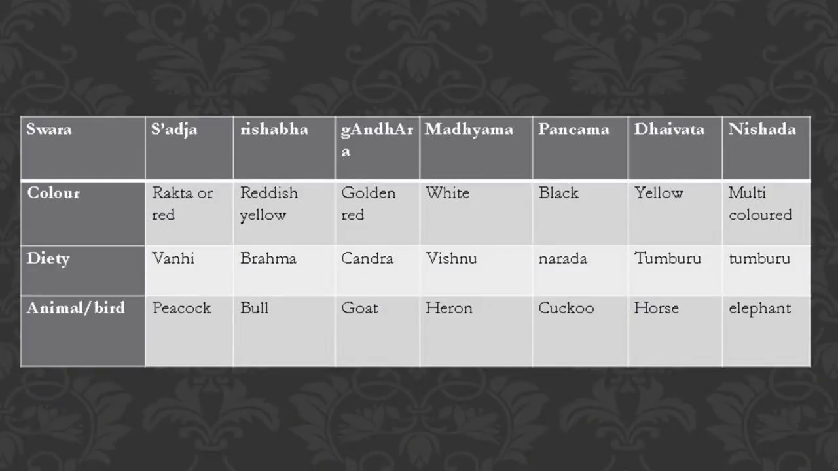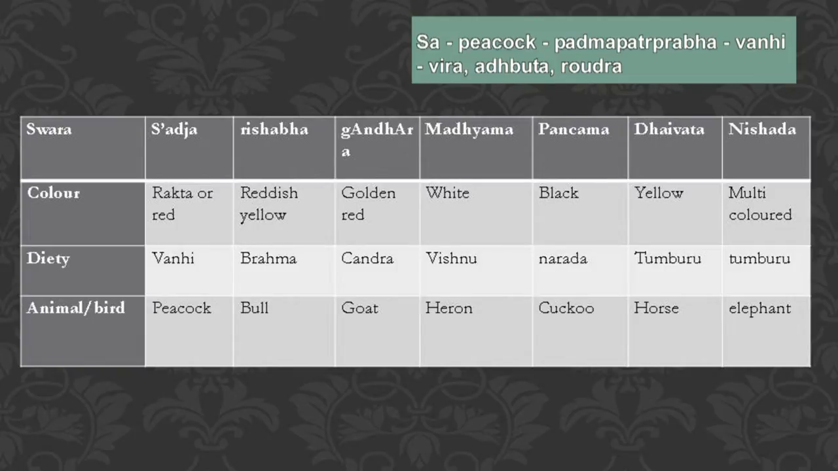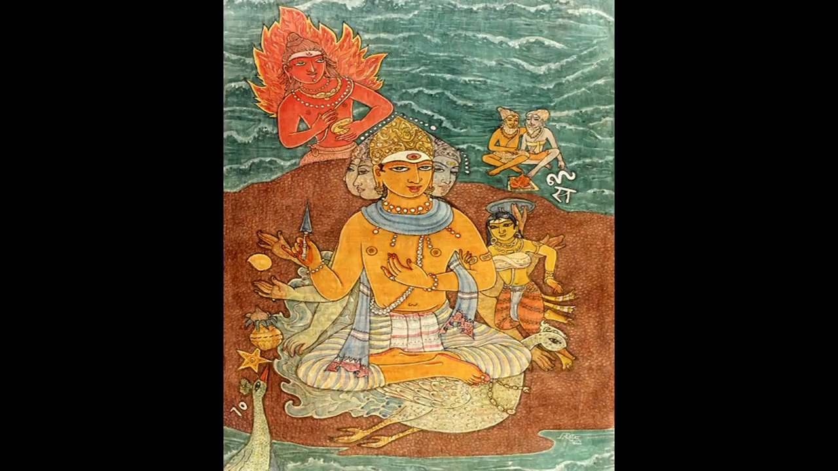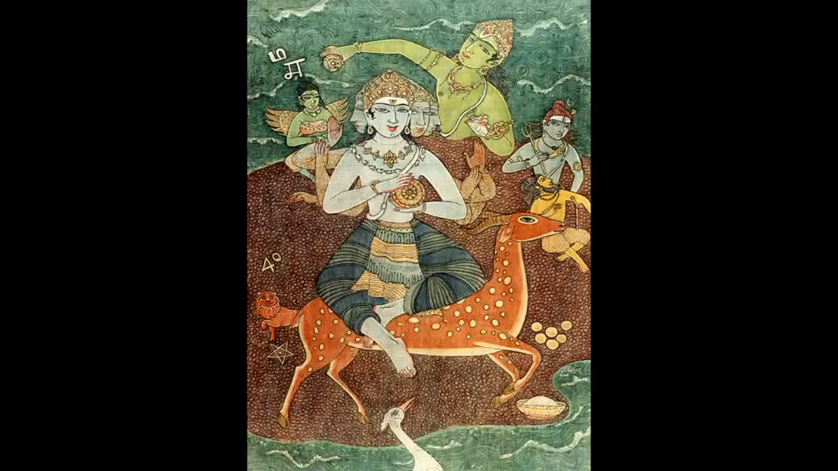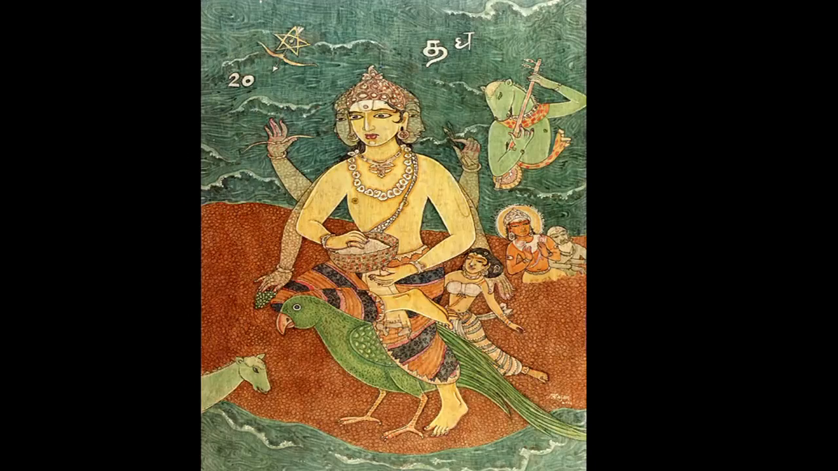There is a table here for you to take a look at. So just to take the Shadja, the first Swara, it is associated with the peacock. Its color is Padma Patra Prabha, it has the color of the petal of a lotus, that redness. Its deity is Vahni or fire, and the rasa, the mood or emotion that it is associated with, is Veera, Adbhuta and Raudra. Veera is valor, Adbhuta is wonder, and Raudra is anger. And you can see all the seven Swaras have these associations, and these are found in texts like Sangeeta Ratnakara and others. Beginning from Naradiya Shiksha, you have such associations in many texts across millennia.